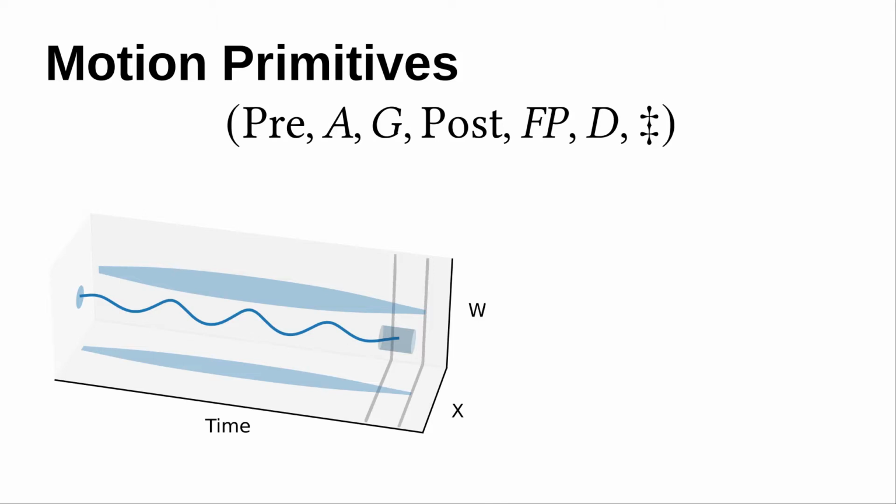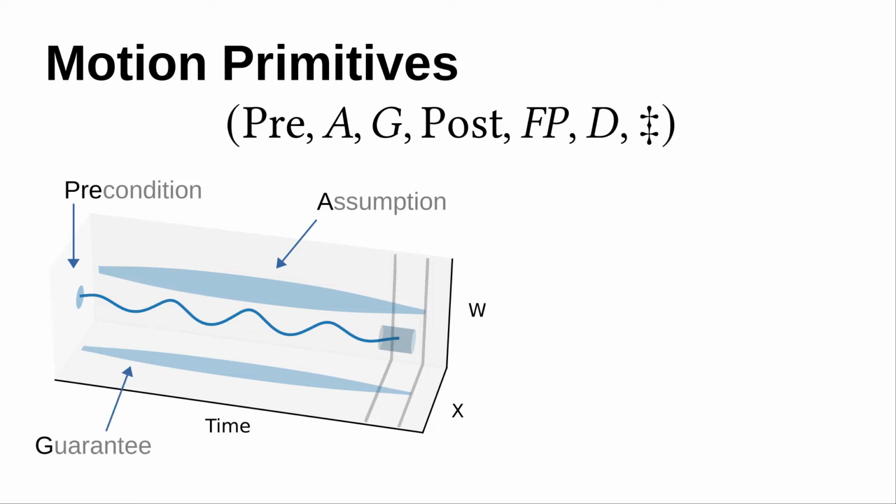On the picture, we see a trajectory, a curve over the internal state and external input. Time flows from left to right. The bottom plane is the internal state, the back plane represents an external input. The precondition is what the state and the external inputs should be at the beginning of the motion. The assumption is what the robot expects about the external input for the duration of the motion. The guarantee is what the robot does with its own state. The postcondition specifies the state and inputs at the end of the motion.